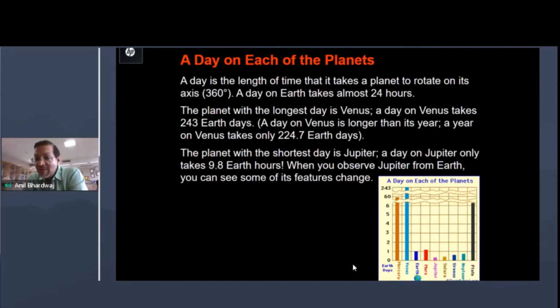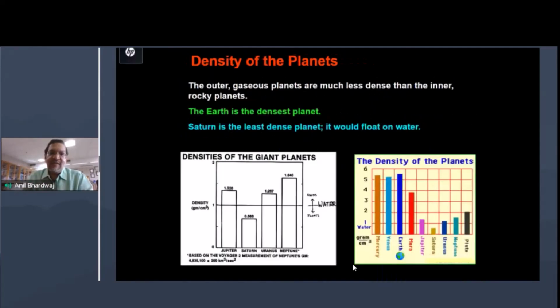But look at the outer planets of the solar system. Jupiter, Saturn, Uranus, Neptune. They have a day shorter than that of the Earth. That means Jupiter almost like 10 hours. So it takes 10 hours for Jupiter to rotate on its axis. Earth, as I said, 24 hours. Saturn takes about 16 hours. So that means the inner part of the solar system is rotating slower compared to the outer part of the solar system.